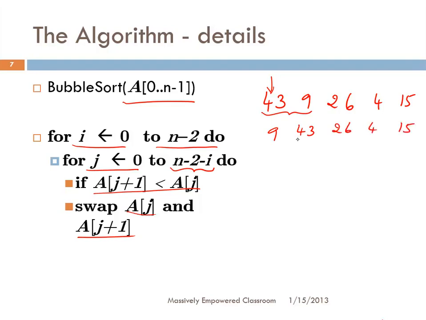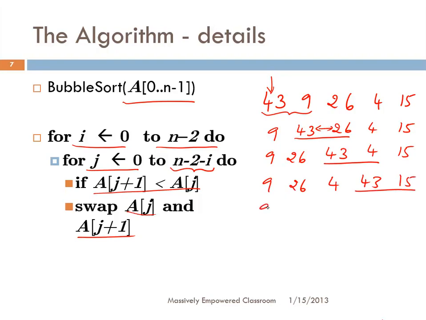Right? Next we compare 43 and 26. Are they out of order? Yes. So we exchange them. We get 9, 26, 43, 4, 15. Next we compare 43 and 4. They're again out of order. Right? So we get now 4, 43 and 15. Finally we compare 43 and 15 and we get 9, 26, 4, 15, 43.